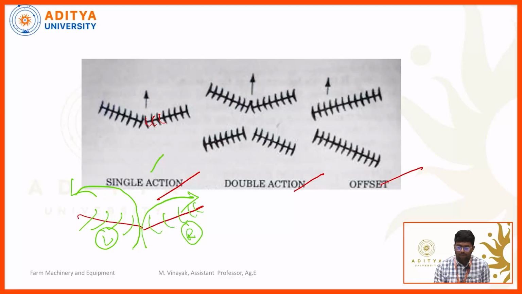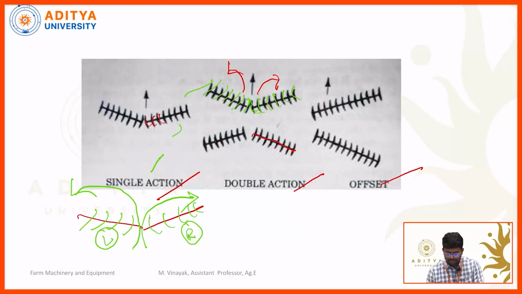Both sides of the discs are arranged in opposite directions. In the double action disc harrow, the discs are also arranged in opposite directions. This set of discs is arranged in this manner. Here we can see one set of discs followed by another set of discs, which is called a double action disc harrow. With one set of discs, the soil is moved in this direction as well as this direction.